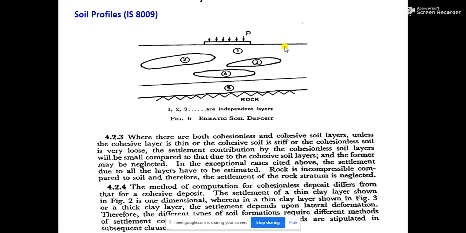On the other hand, if you notice profile number 2, figure number 2, you see what is happening. There is a thin clay layer. This white portion in between is actually your thin clay layer, and you see this thin clay layer is just sandwiched between two layers.